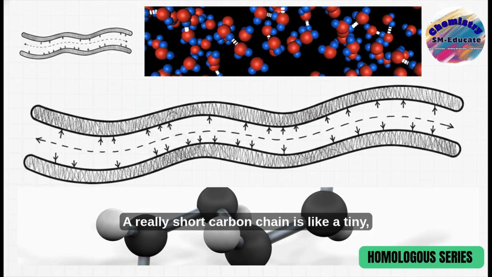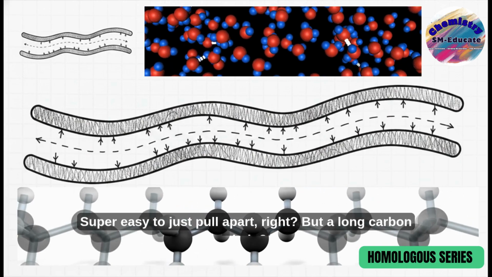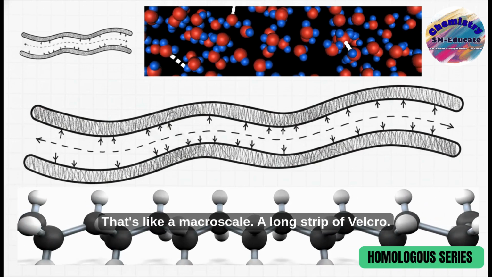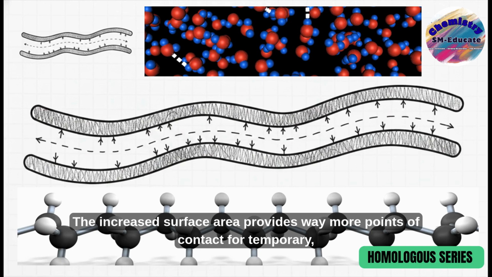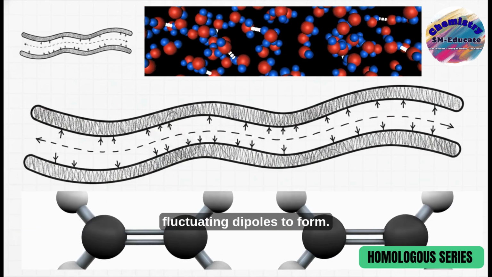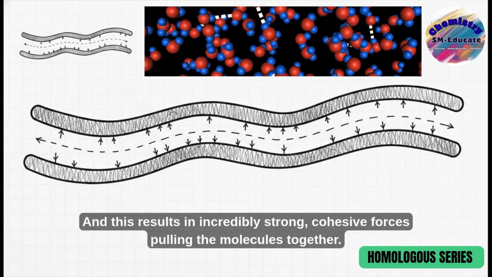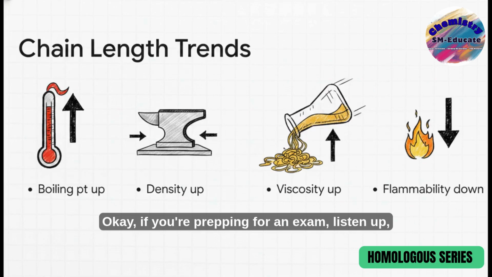A really short carbon chain is like a tiny single square of Velcro, super easy to just pull apart, right? But a long carbon chain is like a massive, long strip of Velcro. The increased surface area provides way more points of contact for temporary fluctuating dipoles to form, and this results in incredibly strong cohesive forces pulling the molecules together. Okay, if you're prepping for an exam, listen up, because this is high-yield review material for sure.